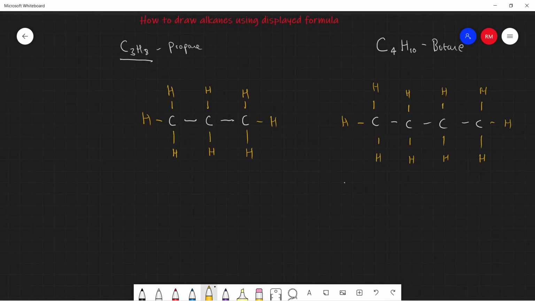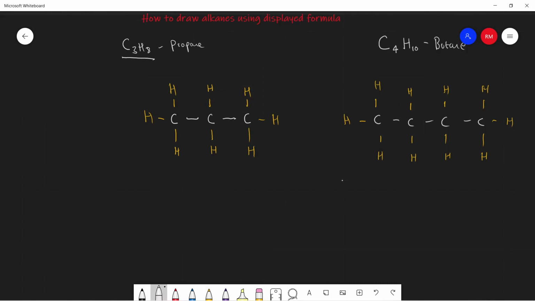Now we're going to do just 1 more over on this side, and that is going to be, let's think of, we're going to give you hexane here, C6H14, hexane. I'm just going to give you 5 seconds here to draw this molecule right here.